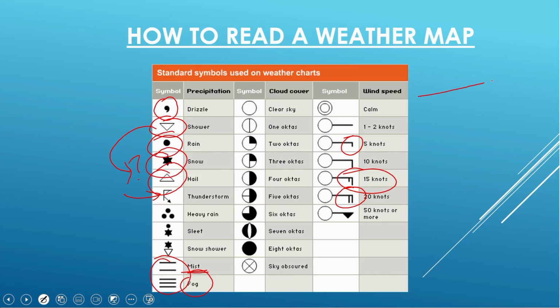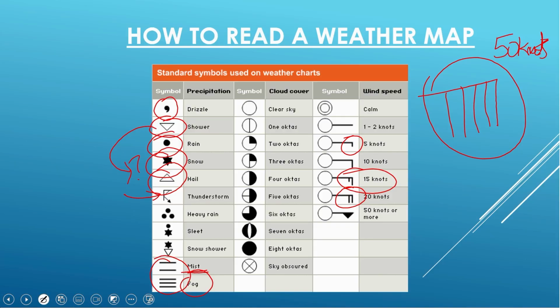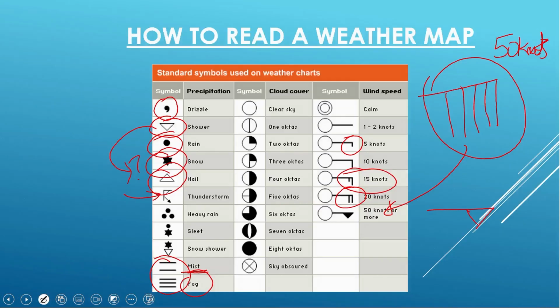But here's the dynamic, okay? One long one, second long one, third long one, fourth long one, fifth long one. No, man, there are too many of them. That is 50 knots, okay? 50 knots, we don't have 5 long ones. It translates to one solid flag like that, okay? That is 50 knots. So please be familiar with this.